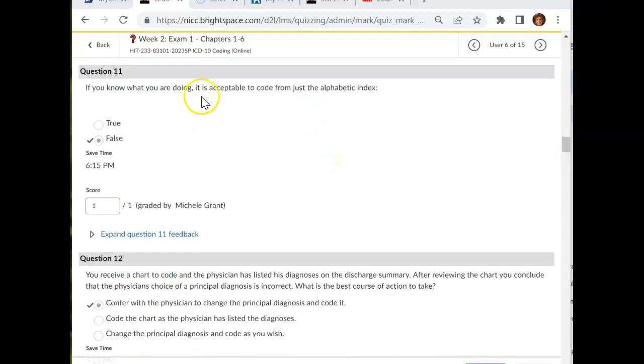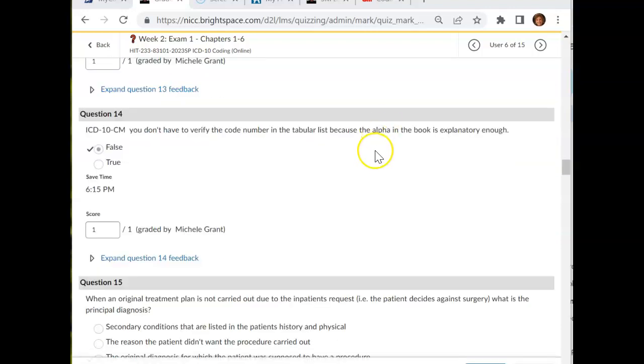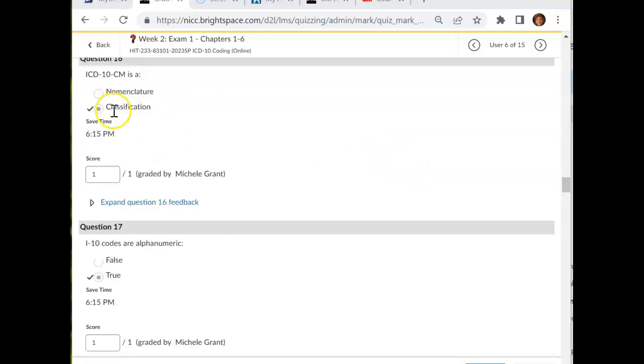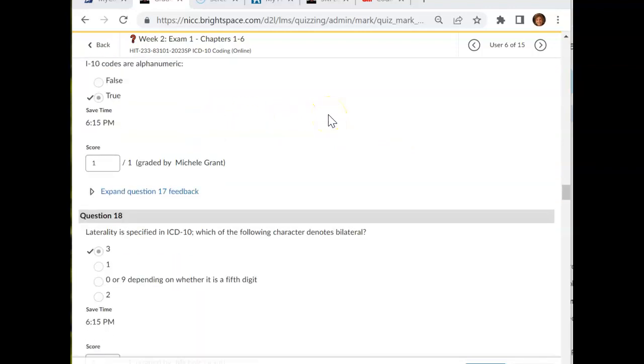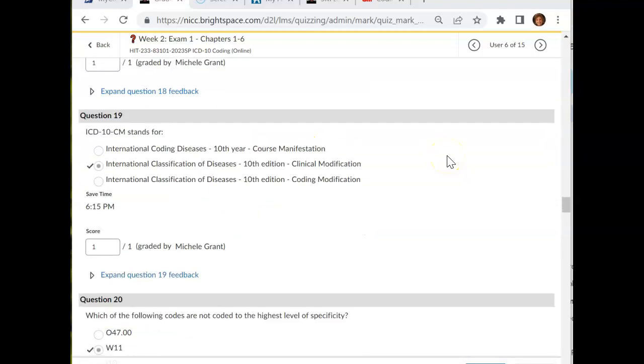Okay, no, you should never, ever, even if you know what you're doing, code from just the alpha index. Okay, you always need to check the tabular. All right, I'm going to go down here. We're going to get past some of this. Everyone did okay. If you have any questions on these, ICD-10-CM is a classification. Remember, CPT is a nomenclature. ICD-10s are alphanumeric, true. Laterality is 3.